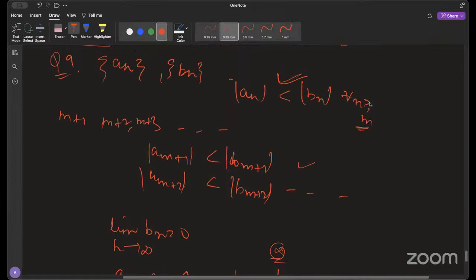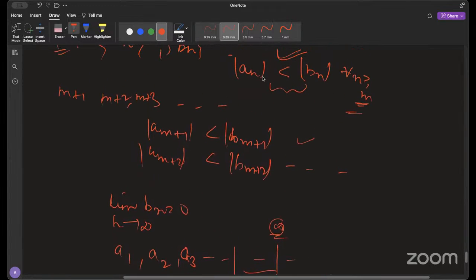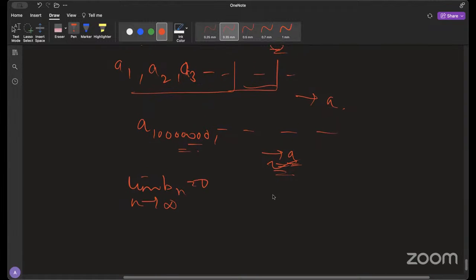So this thing is of no importance here, because in limit terms you can just assume that this is less than or equal to this. That's why I mentioned it, because you can consider the sequence an from m only and bn from m only. And your question is: limit bn is 0, find the limit of an. This is what you've been given, and your bn tends to 0.